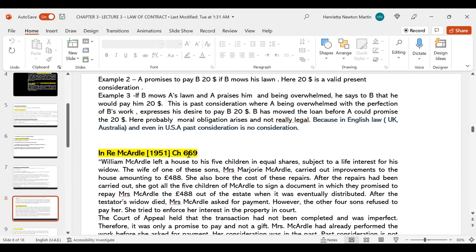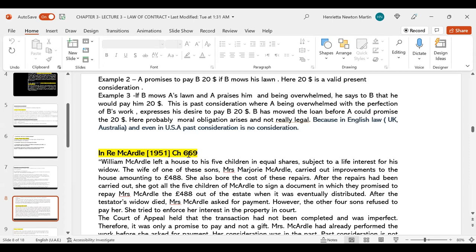But in certain countries like India and Malaysia, past consideration may be considered a good and valid consideration. But English law, that is the UK, Australia, and even the United States of America, holds that past consideration is no consideration. It is not a good or valid consideration. It is something where the action is done in the past and then you subsequently say, okay, I will pay you for this.